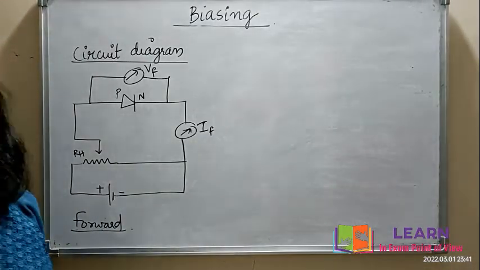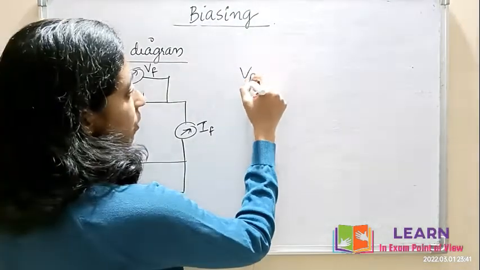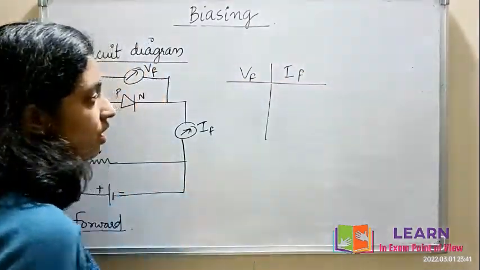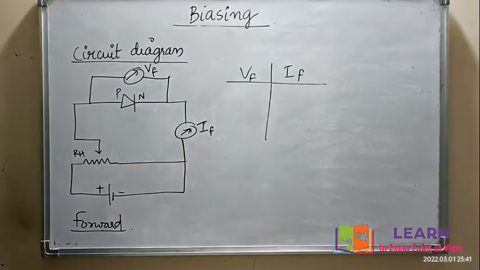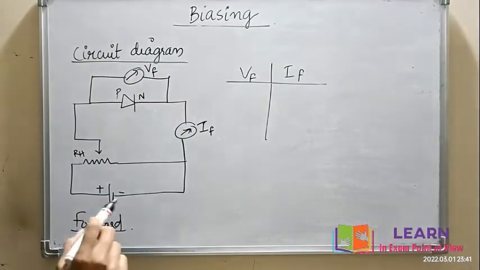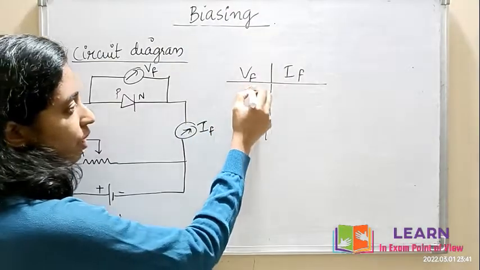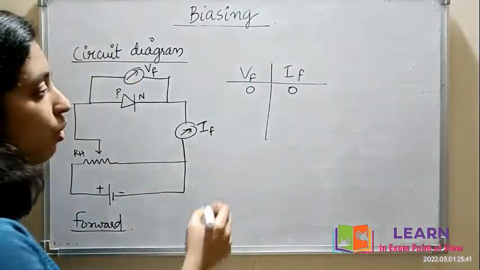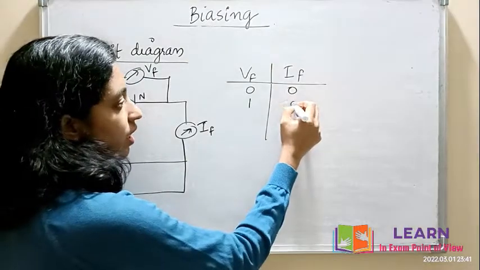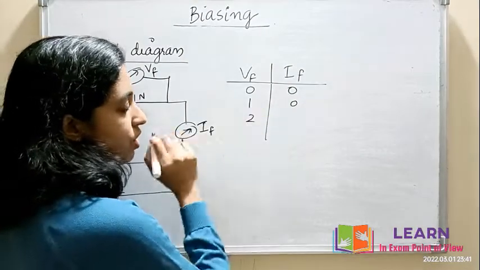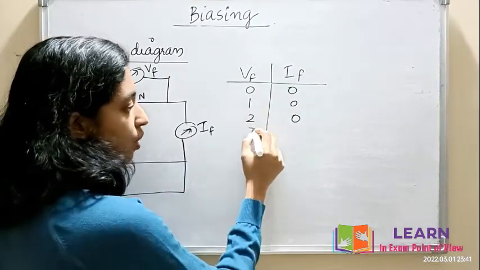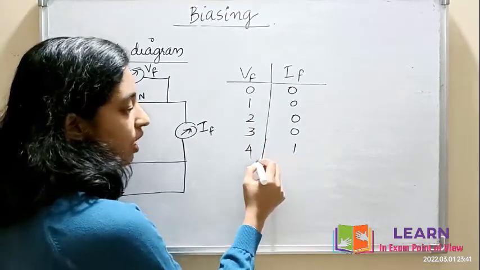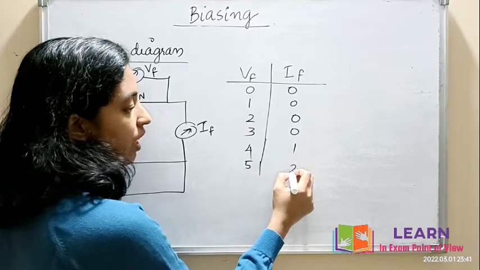So if voltage is given and current drawn, if we tabulate it like this in practical, right? In this case, if voltage is 0, current is also 0. If voltage is 1, again the current is 0. If voltage is 2, again current 0. Voltage 3, current 0. When voltage is 4, current is 1. When voltage is 5, current is 2.